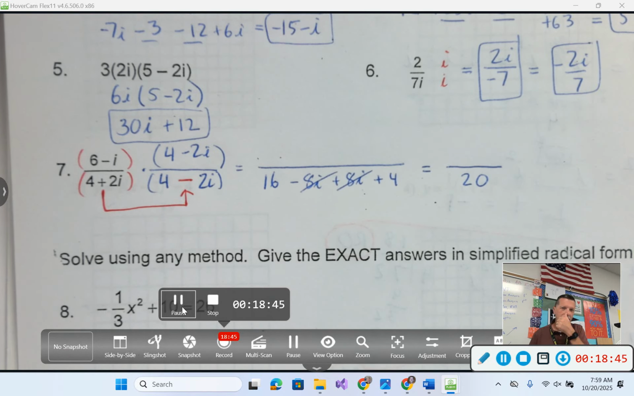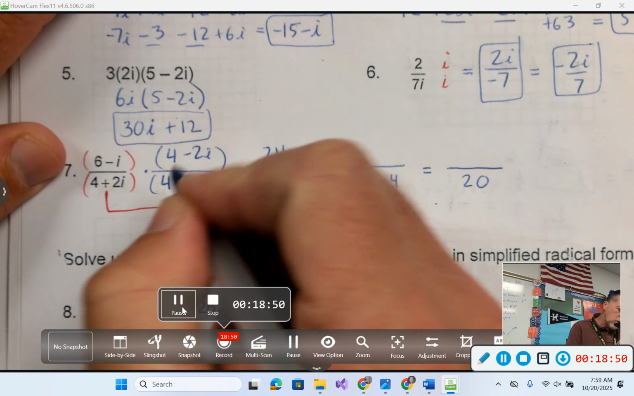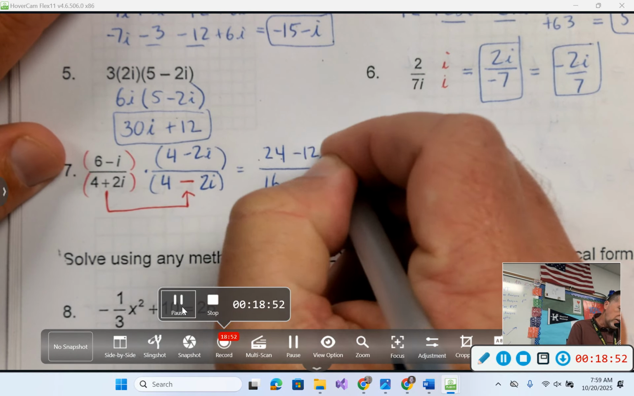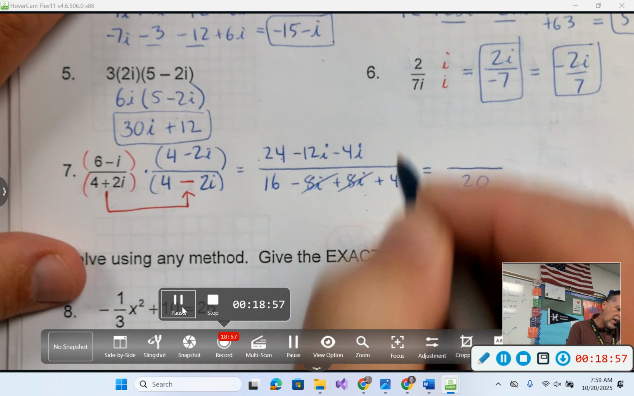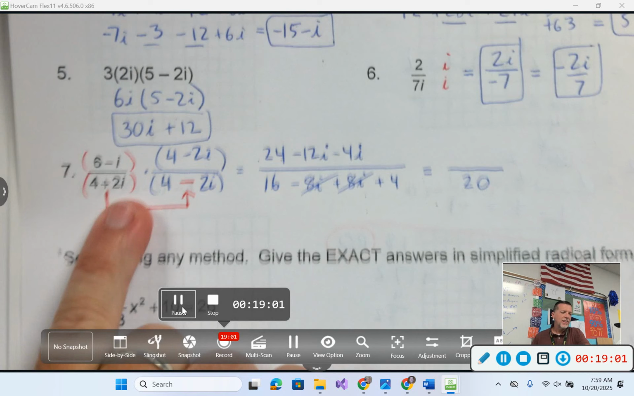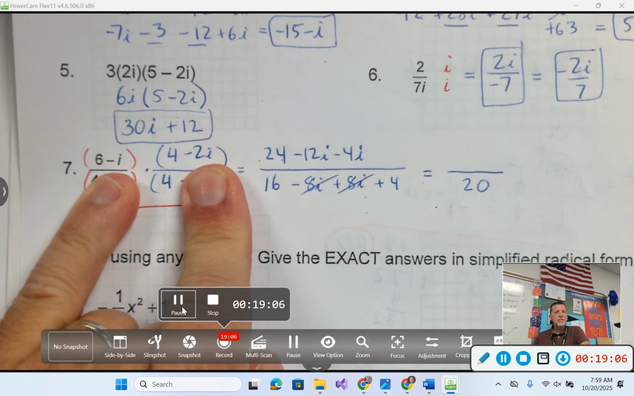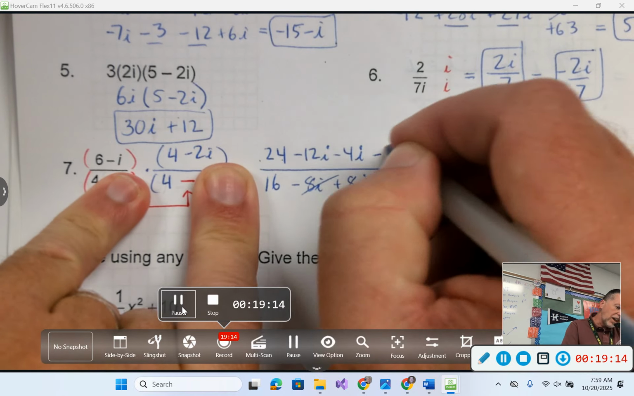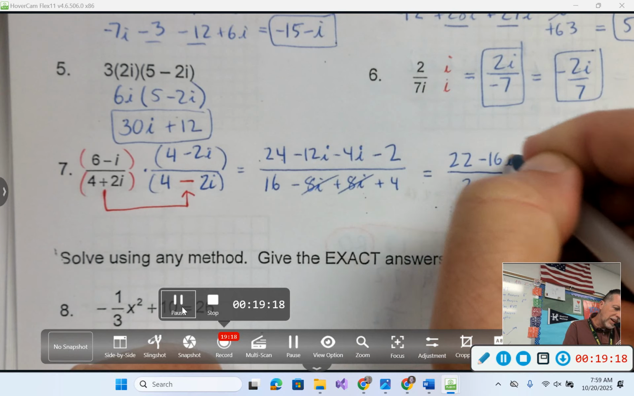Now we need to clean up the top, or FOIL the top. 24 minus 12i minus 4i. And then that last term, negative i times negative 2i. What's that going to turn into? Good, negative 2. It would turn into positive 2i squared, which is negative 2. So 22 minus 16i.